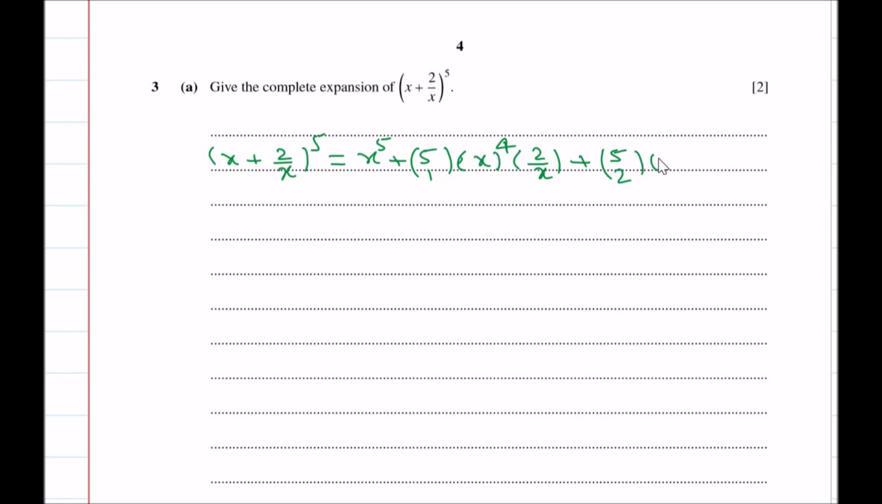Now here the power was 4, so here x to the power 3. Now what about 2/x? Its power increases 1 by 1, so the power will be 2. The power sum should always be equal to the value of n. So 3 plus 2 gives you 5. Here 4 and 1 give you 5. Here already 5. So everywhere the power sum will be equal to 5. This is how you can check whether you are going the right way or wrong way.